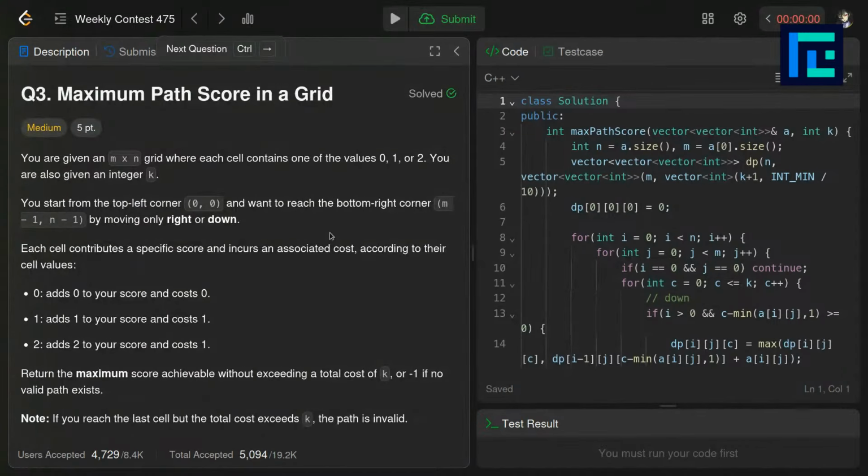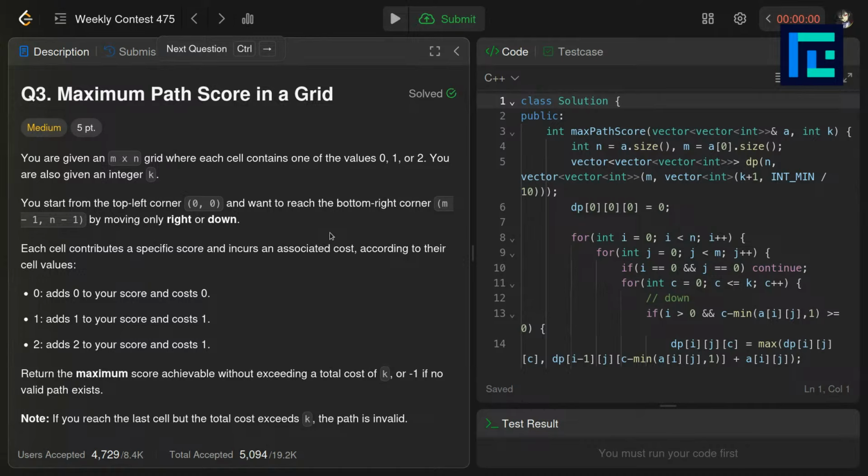Okay, so given an m into n grid, each cell contains the values 0, 1 or 2. You're also given an integer k. You start from the top left and reach bottom right by moving only right or down. So far it seems pretty standard.